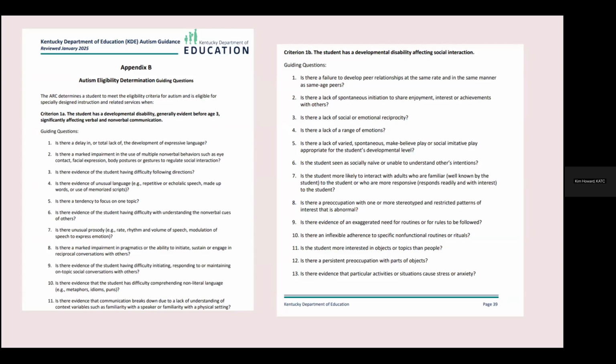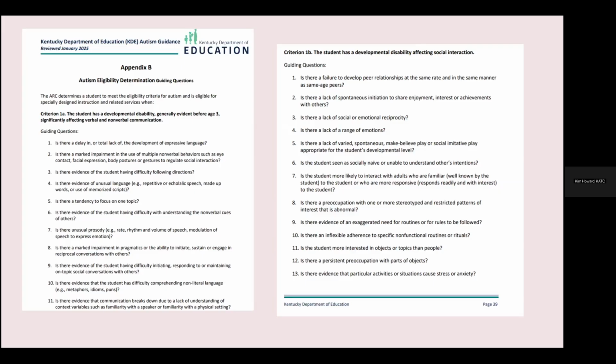Is there a delay or a total lack of development of expressive language? Is there a marked impairment in the use of nonverbal behaviors? Nonverbal behaviors are things like eye contact, facial expression. It could be body postures, gestures. Nonverbal behaviors are things like using your hands to talk. It's reading the social situation, right? It's being able to look at other people's faces and say, are they happy? Are they mad? What's happening here? It's kind of reading the room.